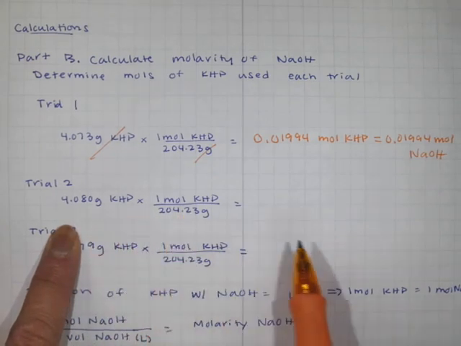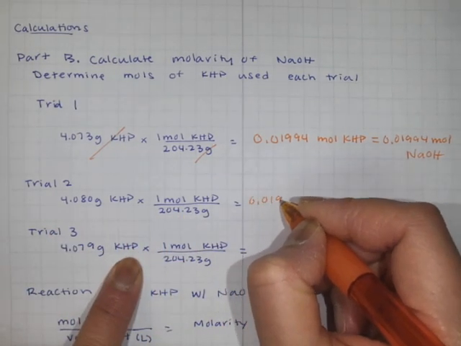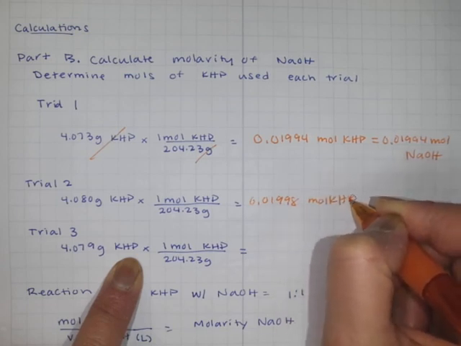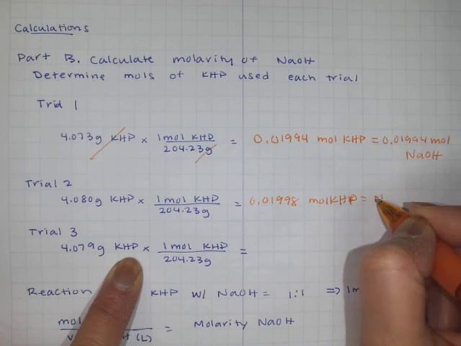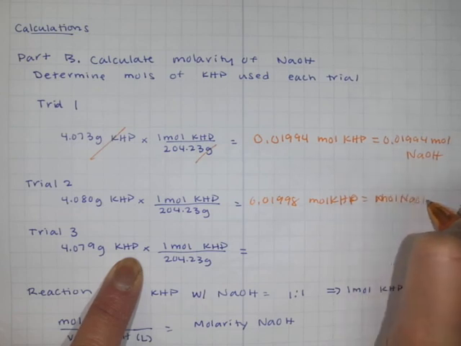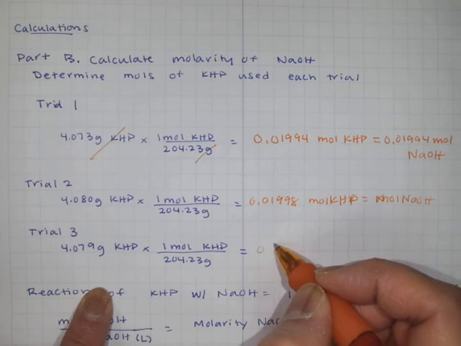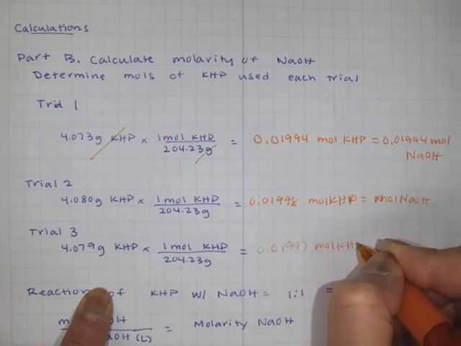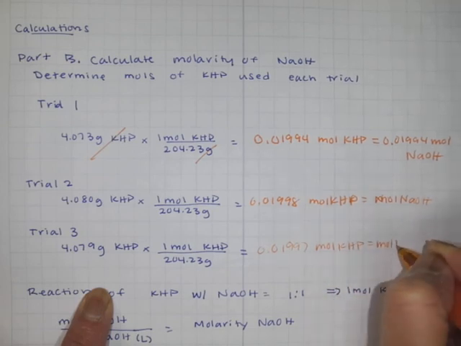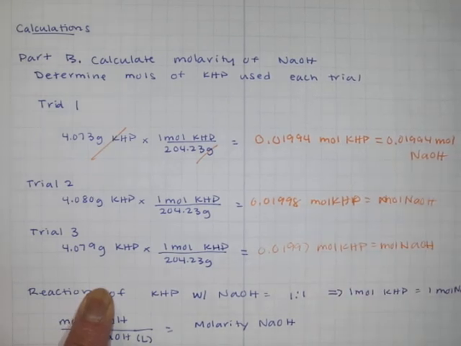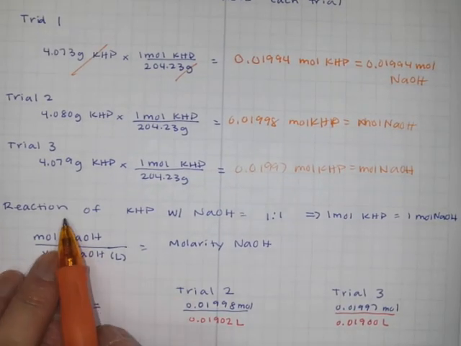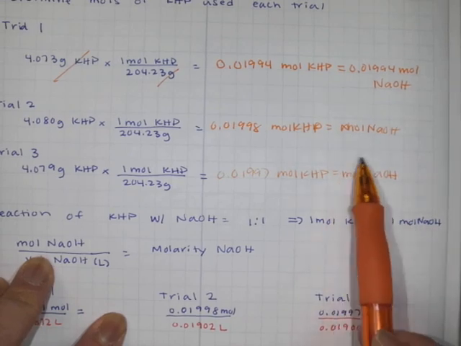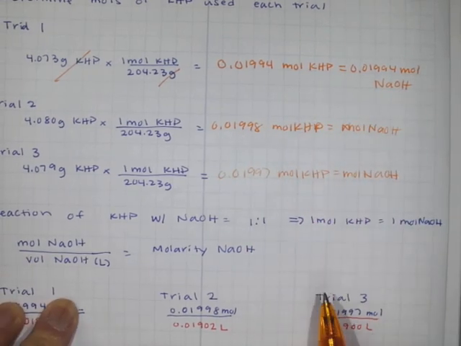Here we have the second trial. This is 0.01998 moles of NaOH. And then this one is 0.01997 moles KHP equals moles NaOH. The reaction of KHP with NaOH is 1-to-1, so 1 mole KHP equals 1 mole NaOH. Those are all equal to each other.